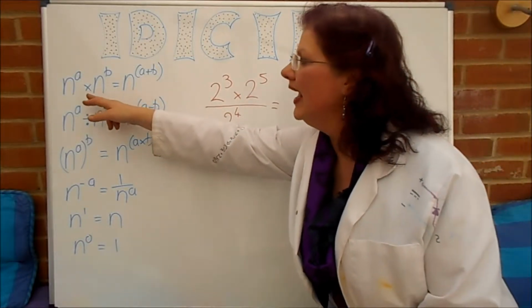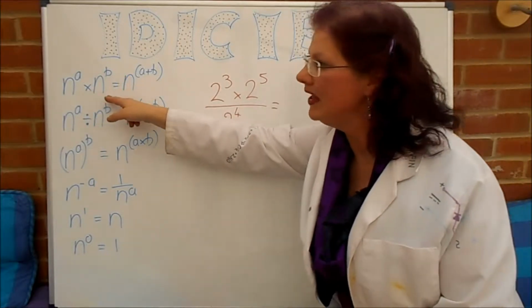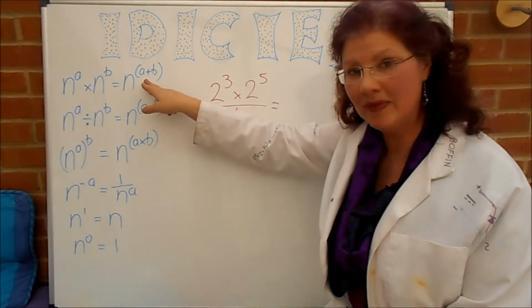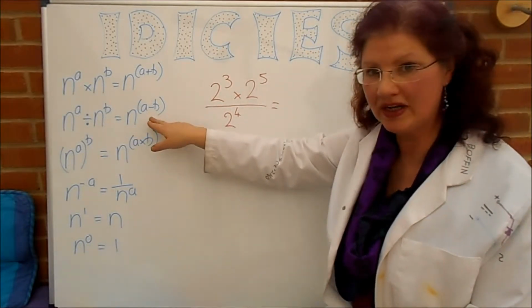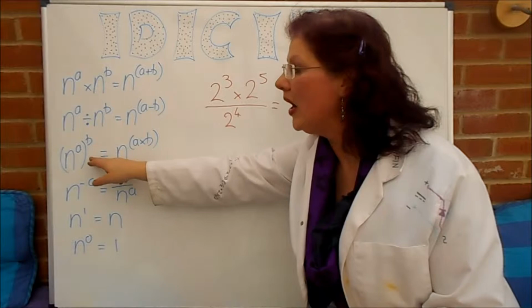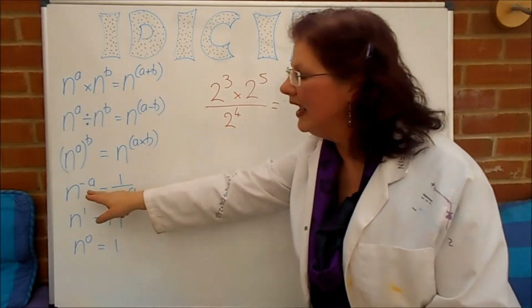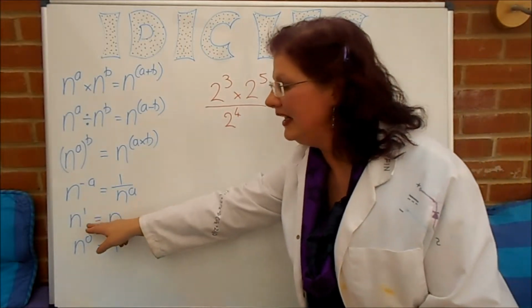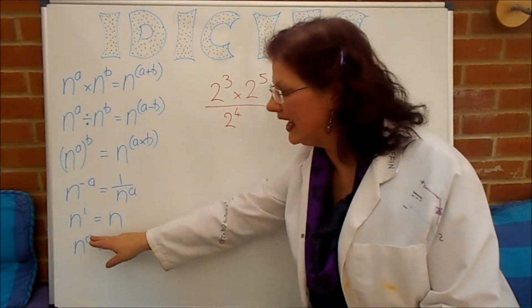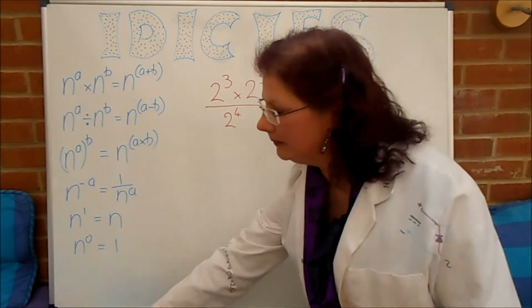We have got n to the power a multiplied by n to the power b. So when you're multiplying two things, we add the powers. When we are dividing the two numbers, we subtract the powers. When you're powering them, we multiply the powers. Negative powers are fractions. Anything to the power 1 is itself, and anything to the power 0 is 1. Here's how we use them.